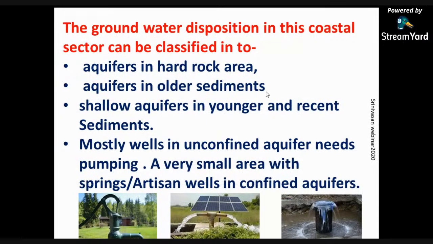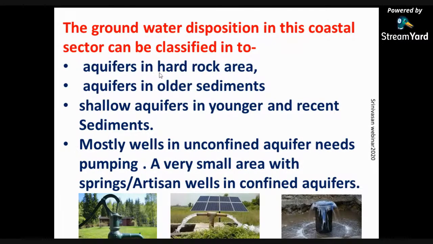So we saw the geology, we saw the geomorphology of the coastal plain. Now from the groundwater point of view, what is the disposition of the groundwater in this coastal sector? We will see. Already I told you about the aquifer. Now we have to always tell in terms of aquifer only. What is aquifer in Chennai? What is aquifer in Mahabalipuram? Aquifer in Pondicherry. Technically, the storing point.